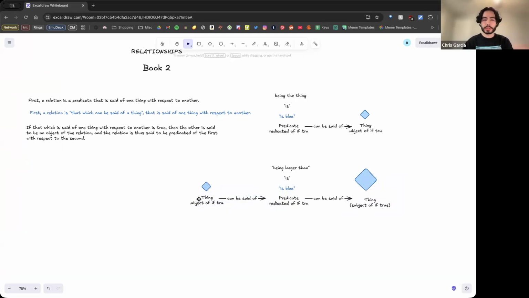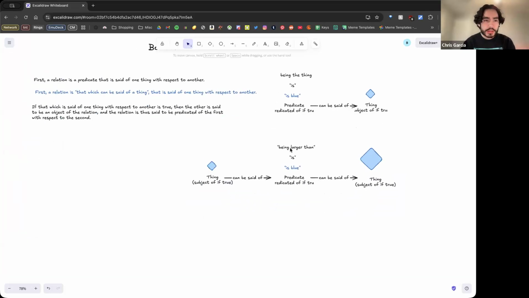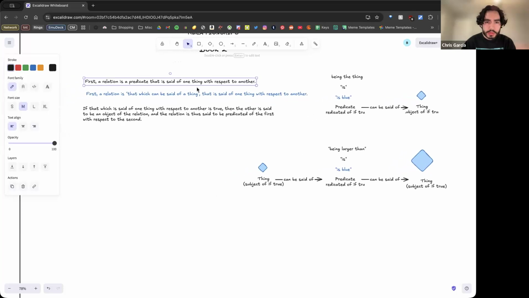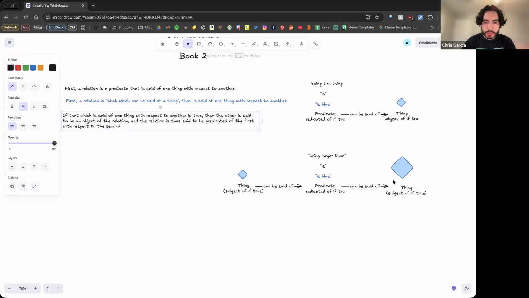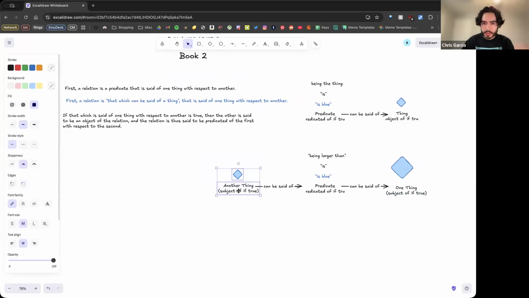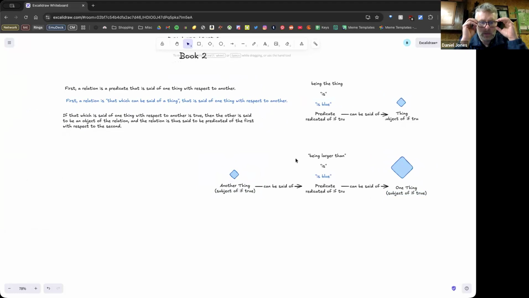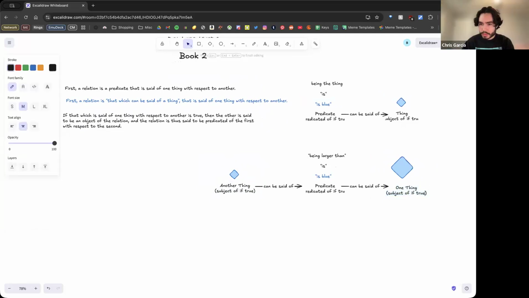So this is kind of our taking the known to understand the unknown. So it's a predicate. So if that which is said of one thing, so this is one thing with respect to another thing. So being larger than can be said of the object on the right with respect to the object on the left, is what we're saying. And that's the foundation for all of relationships right there. That definition is it.